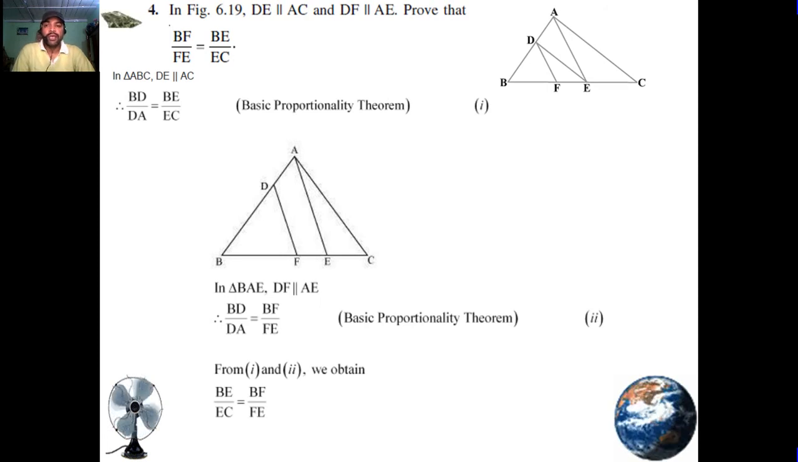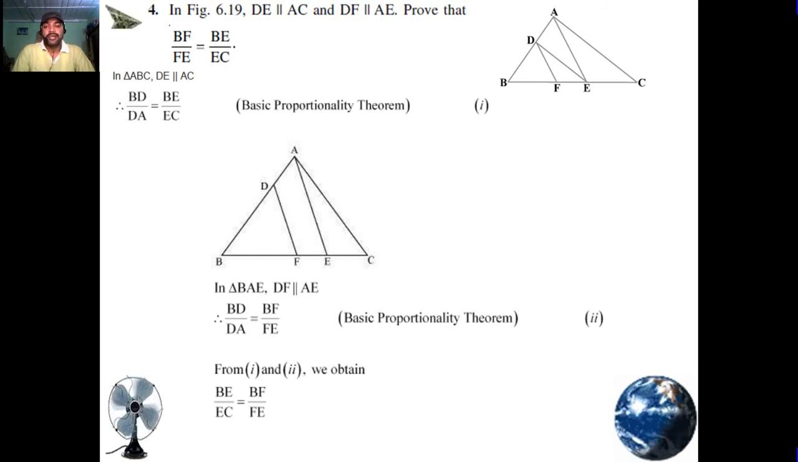Question number 4. In figure 6.19, DE is parallel to AC, DF is parallel to AE. Prove that BF upon FE is equal to BE upon EC. In triangle ABC, DE is parallel to AC. BD upon DA is equal to BE upon EC by basic proportionality theorem.